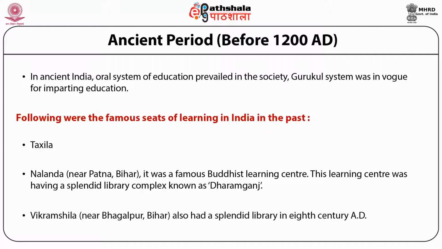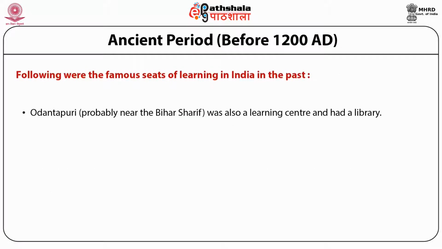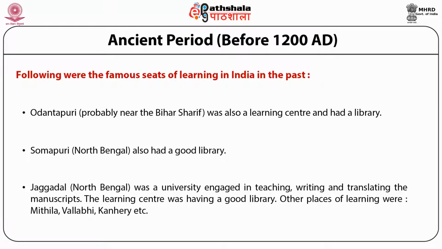Vikramshila near Bhagalpur, Bihar also had a splendid library in the 8th century AD. Odantapuri, probably near Vihar Sharif, was also a learning center and had a library. Sompuri in North Bengal also had a good library. Jagaddal, North Bengal, was a university engaged in teaching, writing, and translating the manuscripts. The learning center had a good library. Other places of learning were Mithila, Balbhi, Kaneri, etc.